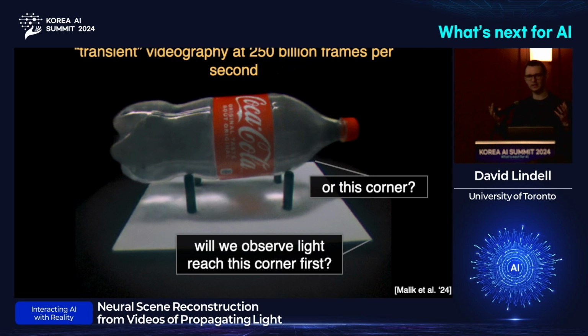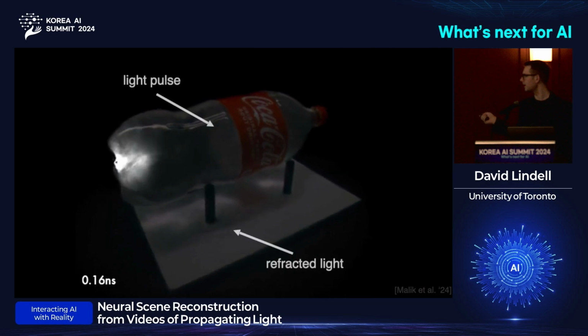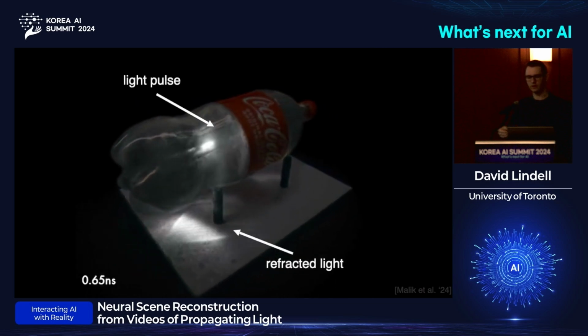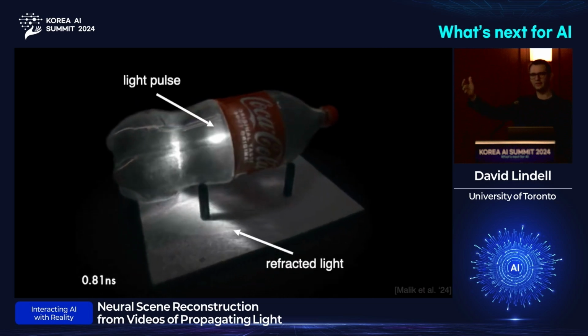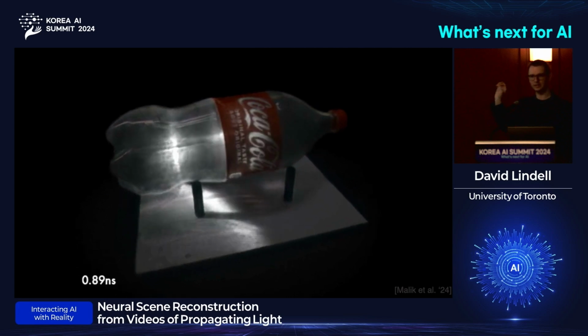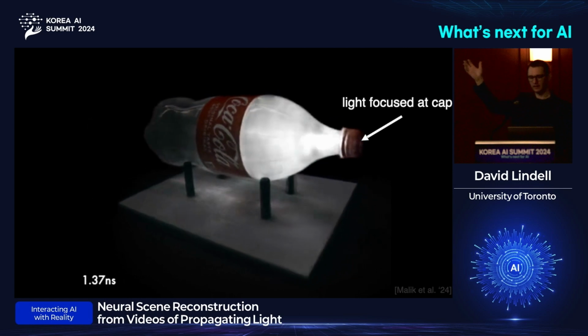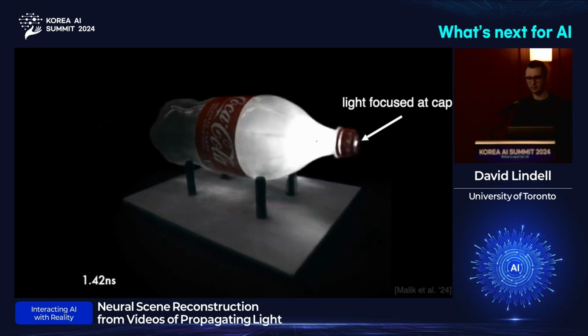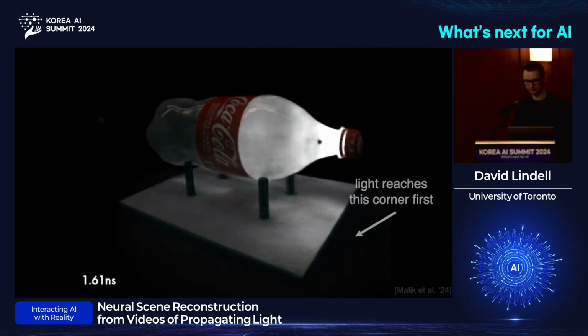And we captured this scene using a special type of camera called a single photon avalanche diode, or SPAD, that records individual arriving photons with picosecond level accuracy. And using this camera lets us capture videos of this scene at hundreds of billions of frames per second. So we'll be able to watch light propagate in this case.